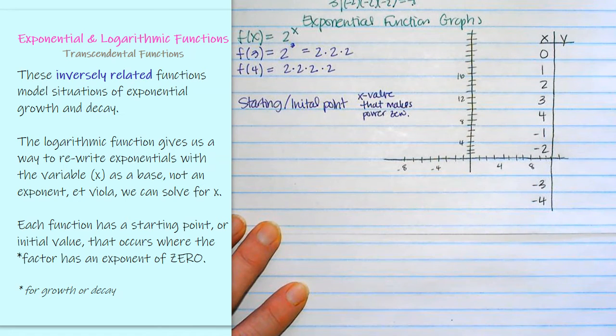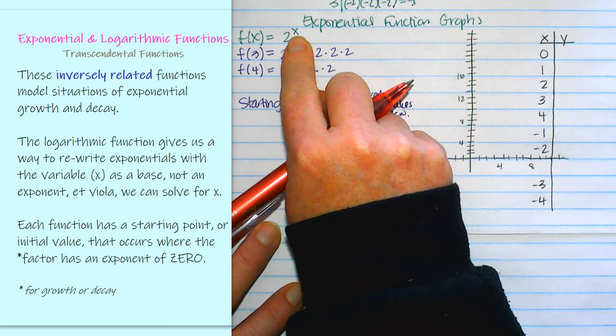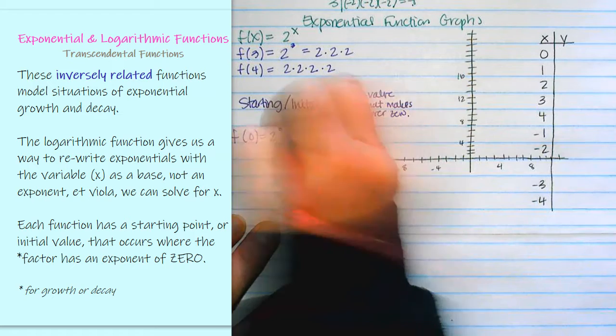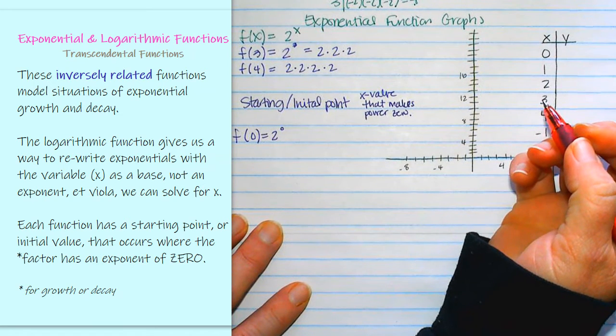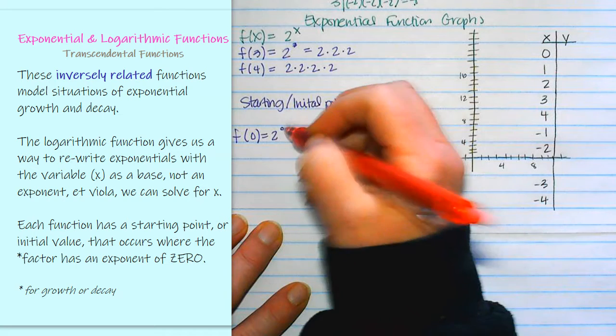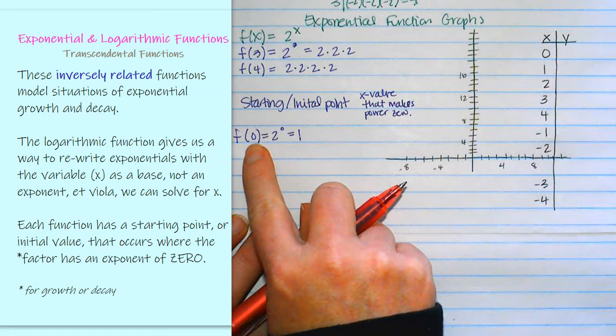So looking at my exponential function, 2 to the x, all I have to do is put a 0 there and I have 2 to the 0. Now that's important because every time you make this exponent 0, you have a rule there that says f of 0 equals 2 to the 0. 2 to the 0 is equal to 1. So in this case, my starting position is going to be 0, 1.